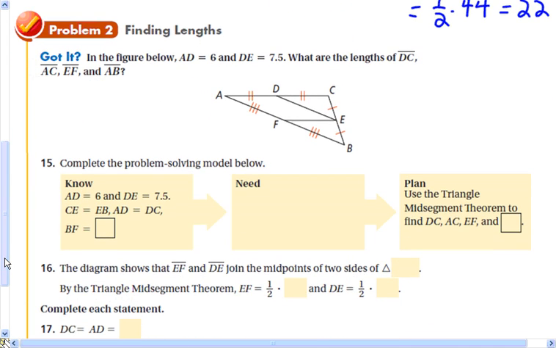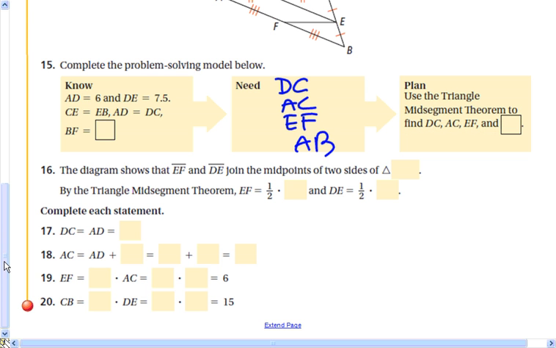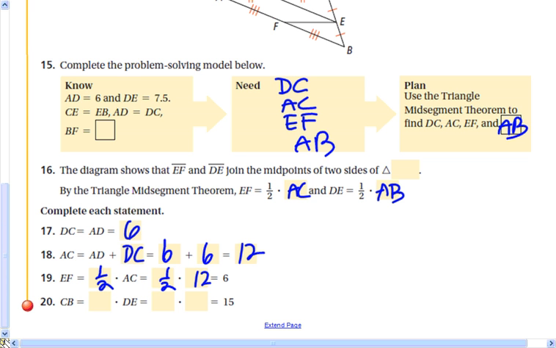Okay. Number 15. We need to know DC, AC, EF, and AE. Little mistake there. Should be AD.